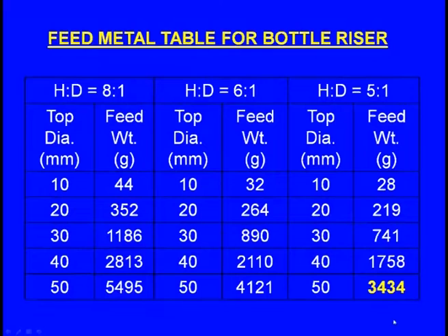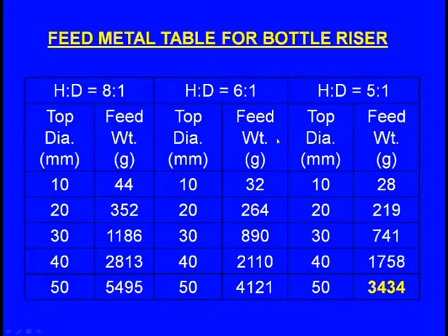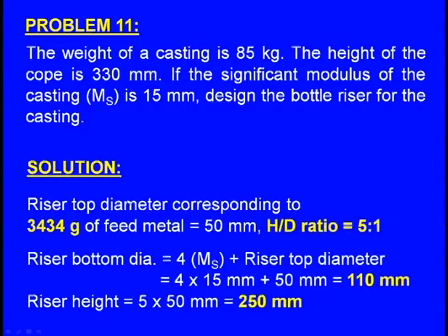This is the standard table for the bottle riser, and here we can see the feed metal of 3434 grams. This is the top diameter of the bottle riser, and this is the H by D ratio 5:1. Accordingly, we can design the bottle riser. Riser top diameter corresponding to 3434 grams of feed metal is equal to 50 mm. H by D ratio is equal to 5:1.